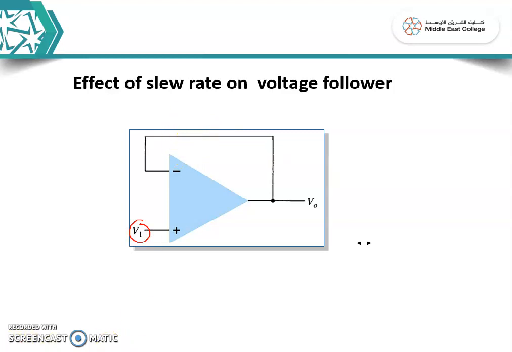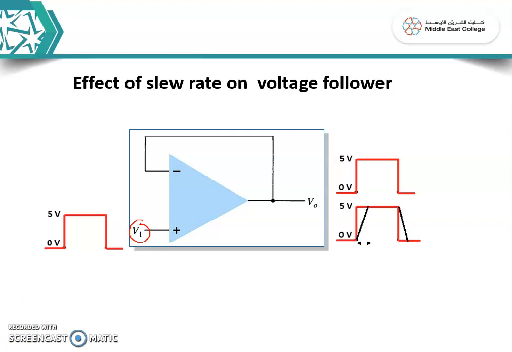Now I'm going to apply an input, a step input or a square wave input, to the voltage follower. If you see here, the amplitude of the square wave that I've applied is 5 volt. So what do you expect in this case? You expect that the output will be like this, because for a voltage follower there is no gain. So whatever input you give, the same should come as your output. But that is not the case in a practical voltage follower if the slew rate is not proper. So practically this is how your waveform will look.